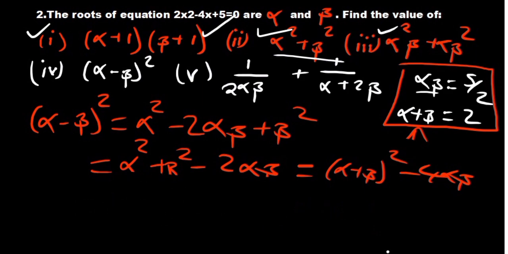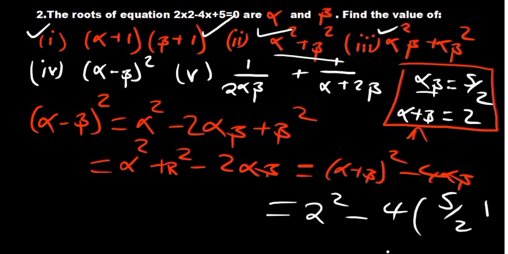So alpha plus beta in brackets is 2, squared, minus 4 multiplied by our alpha beta, which is 5 over 2. So basically what we have is a 4 minus, then 4 divided by 2 is a 2, which is going to give us 10 there. So our value is negative 6.